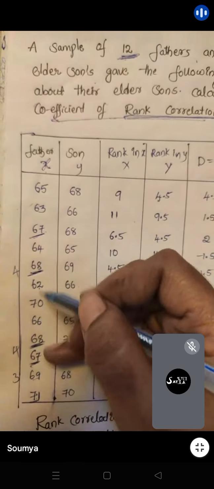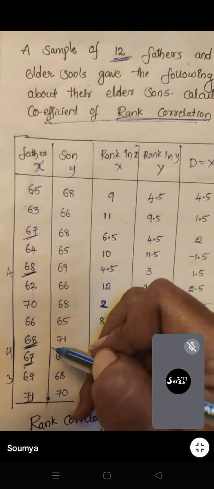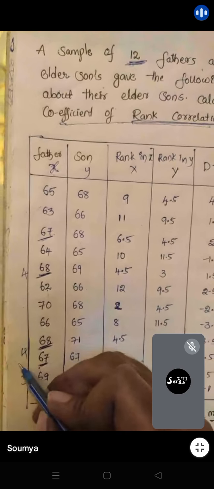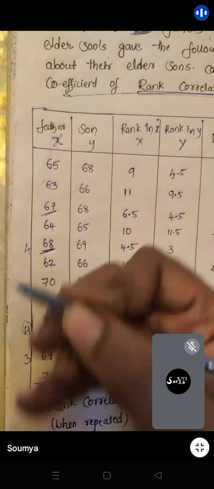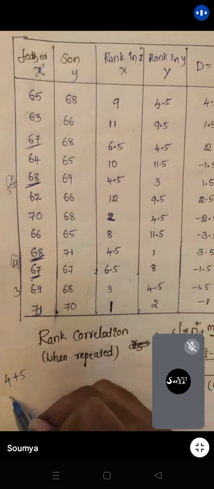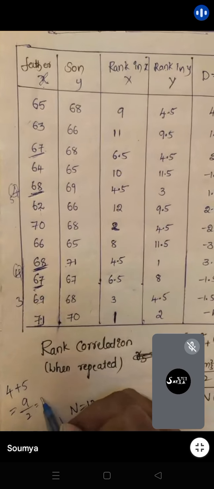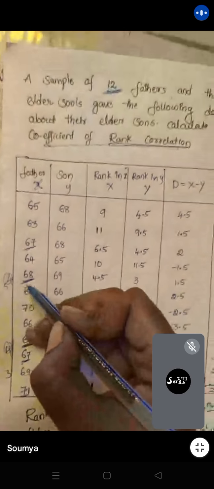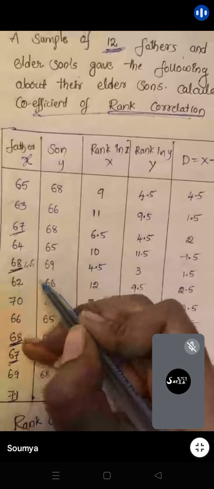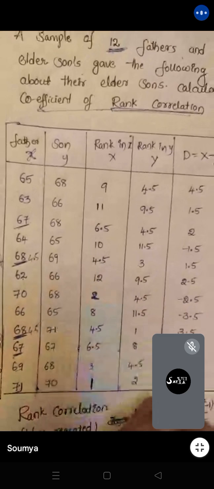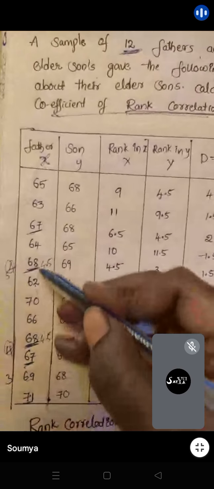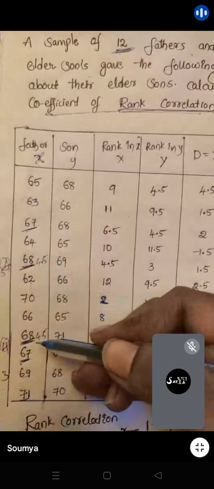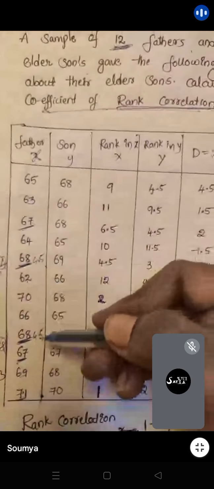We have 2 numbers, right? Yes, ma'am. So now you have to take 4. I'm giving this as 4. I'm giving this as 5. Suppose 4 plus 5, 9. 9 by 2, 4.5. You have to give rank 4.5 to this one and 4.5 to this one. Because they have the same values, I'm giving same rank.